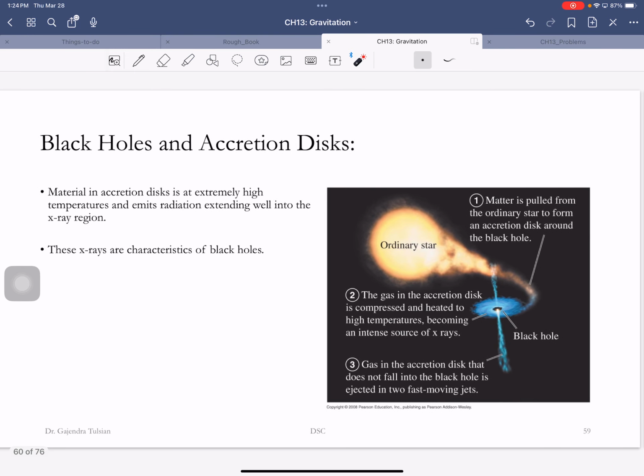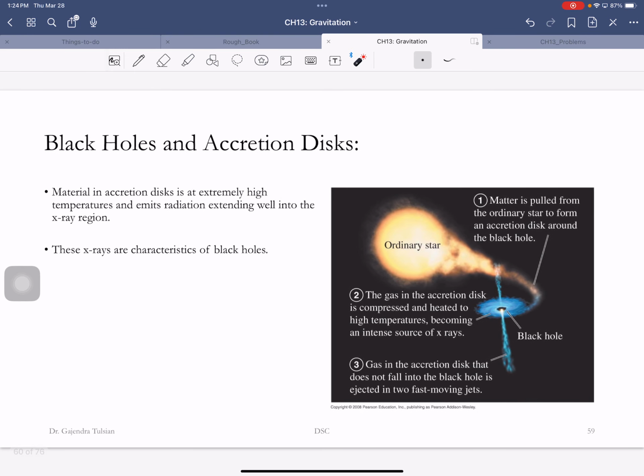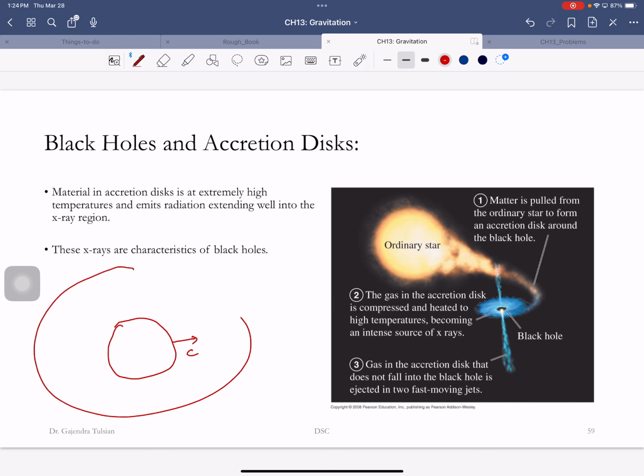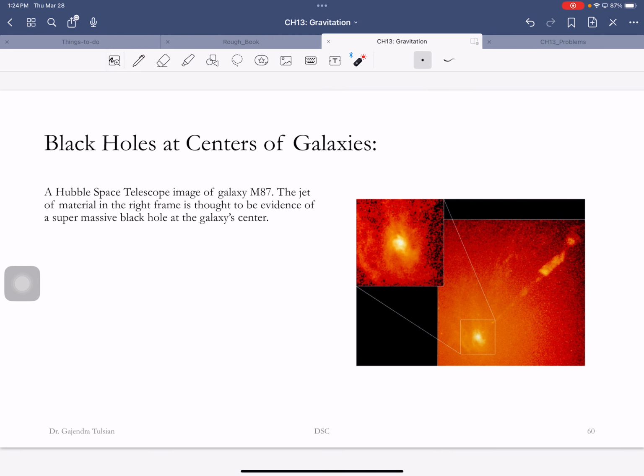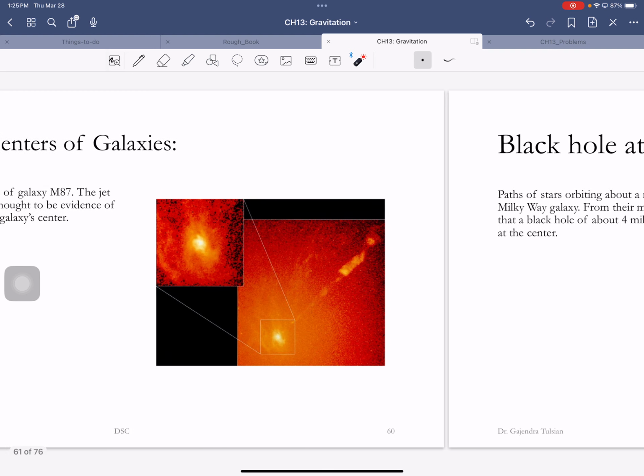Is that gas escaping? Yeah, escaping along the magnetic field. Is it traveling at the speed of light? All right, good question. From the Schwarzschild radius, the escape velocity is the speed of light. But that gas is escaping from farther out. It doesn't have to, but it's going close to the speed of light anyway. All right, so these are Hubble Space Telescope pictures. There's the black hole, there's the jets.